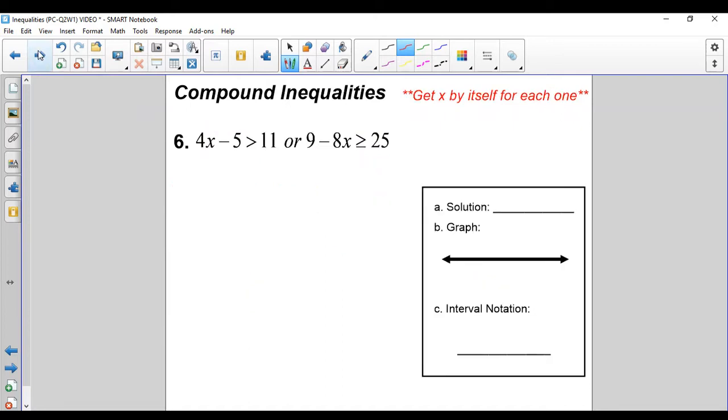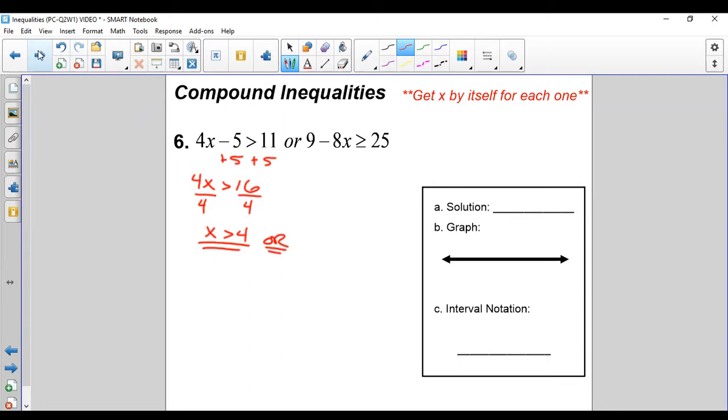Last one. It's an or statement. You just solve each one individually. It's nothing crazy. You can rewrite it if you want. I can do it straight from here. Add 5 to both sides. 4x is greater than 16. Divide by 4. X is greater than 4 is one solution.